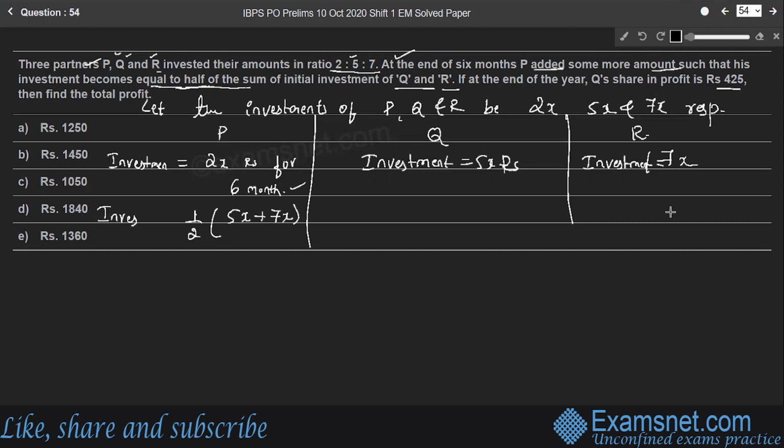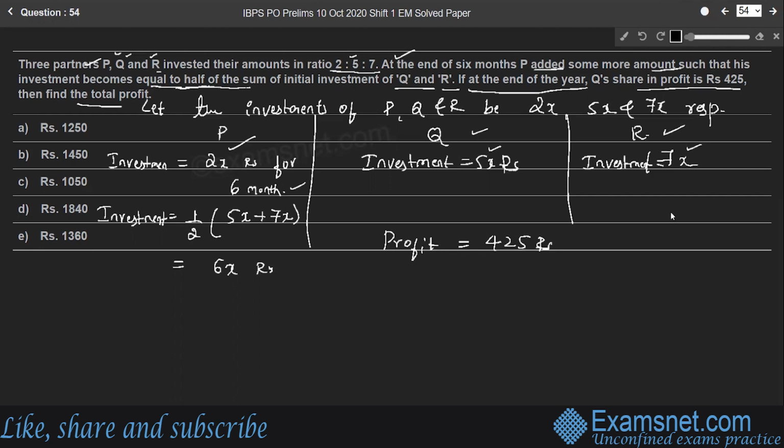So P has invested twice. In the first 6 months, 2x rupees, and after 6 months, half into 5x plus 7x, which is 6x rupees. Whereas Q and R have invested 5x and 7x rupees for the period of 1 year, that is 12 months. It is given that at the end of the year, Q's share in profit is 425 rupees. Now we have to find their total profit.